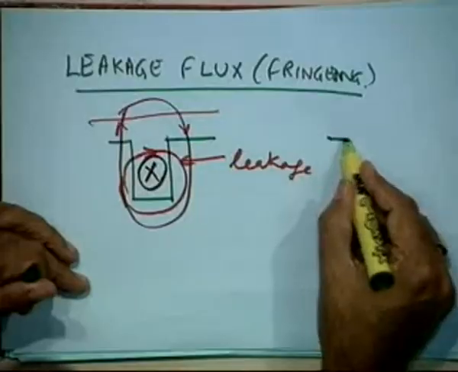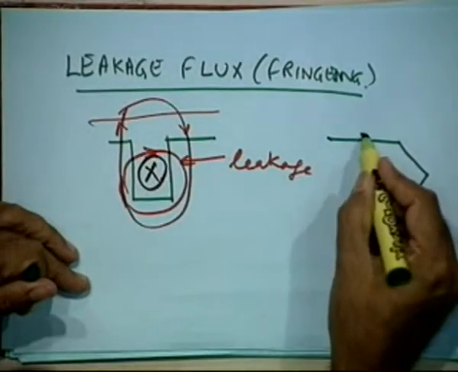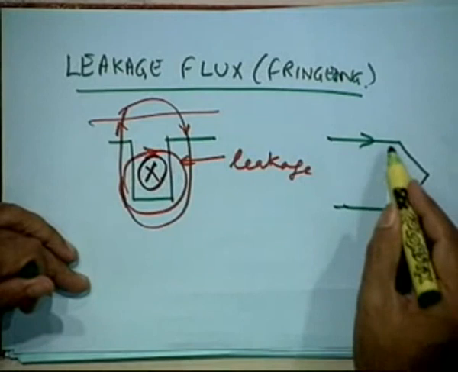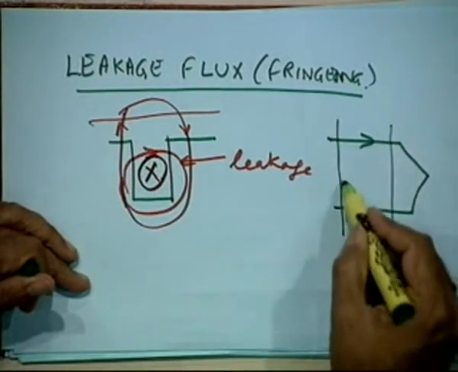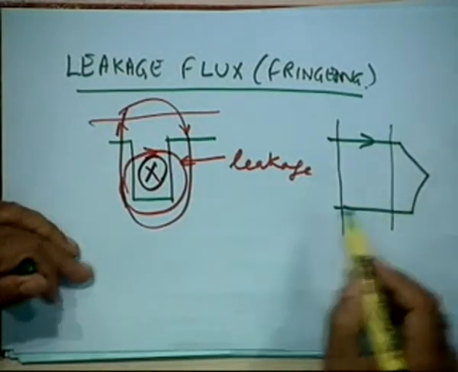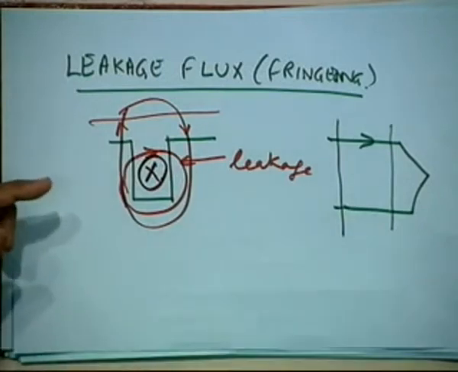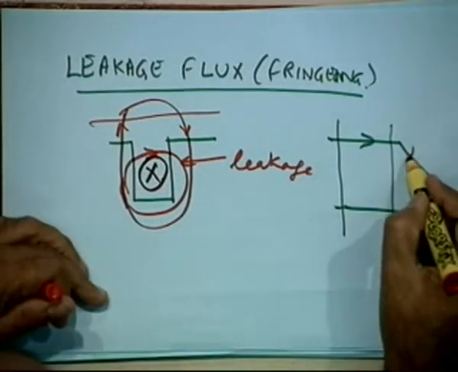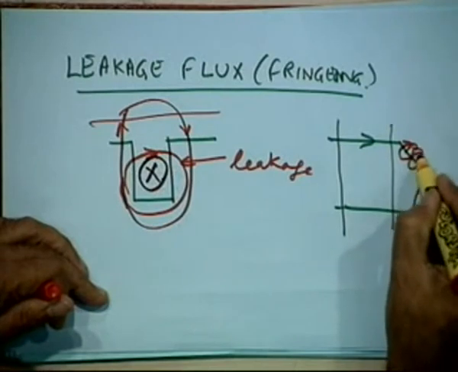But leakage flux doesn't do so. Then there is also, if you have an end winding, this is the end winding, okay, this is the main portion inside the iron, and it comes to the end. So in the end winding also, you will find there are some flux lines which may end like that.